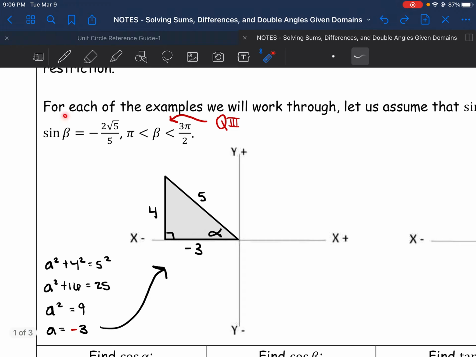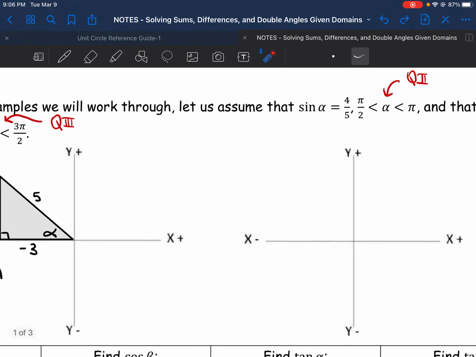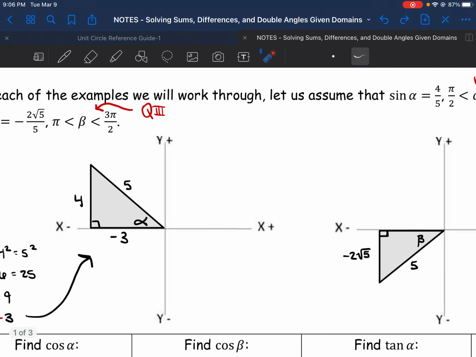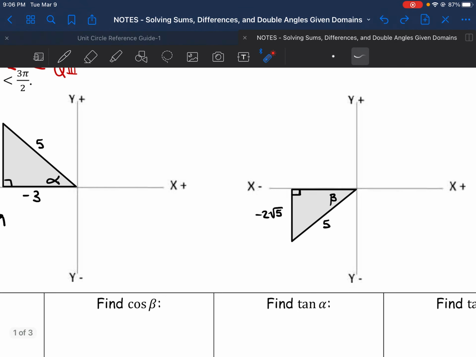Now let's do the same thing for this bit of information here. Let's construct a triangle in quadrant 3 and make the sine of beta negative 2 root 5 over 5. So here we go. Here's our right triangle in quadrant 3. Notice again the angle is coming from the origin. And we're saying that the sine of beta is negative 2 root 5 over 5. So sine, again, is opposite over hypotenuse. The opposite of beta is negative 2 root 5. The hypotenuse is 5. Notice that the 2 root 5 has to be negative because it's on the negative side of the y-axis. So we need to find the x value, or the adjacent side really.